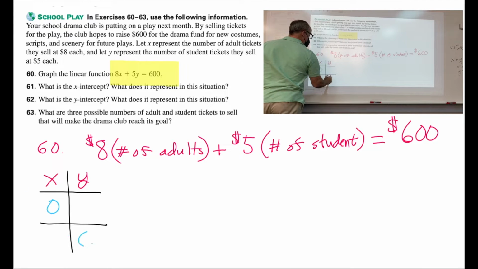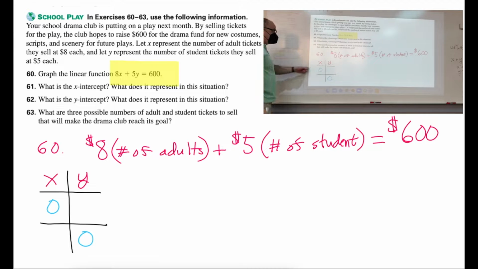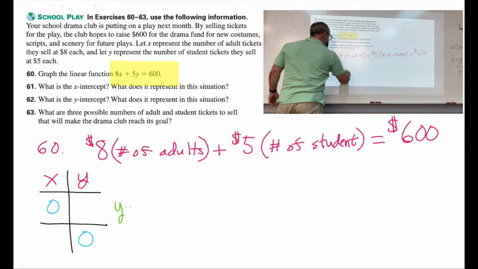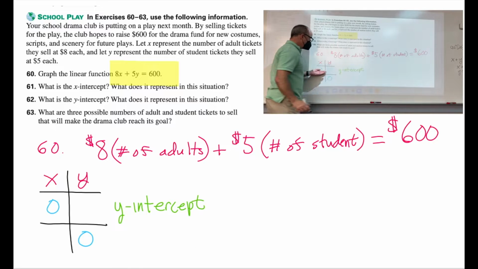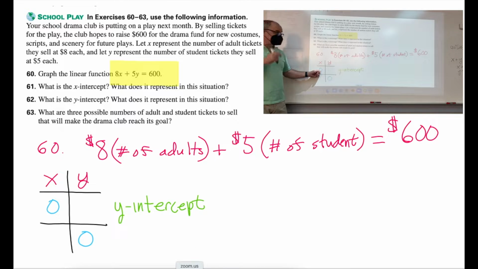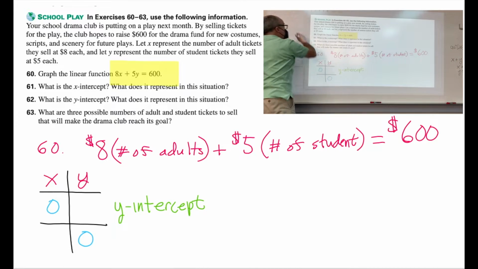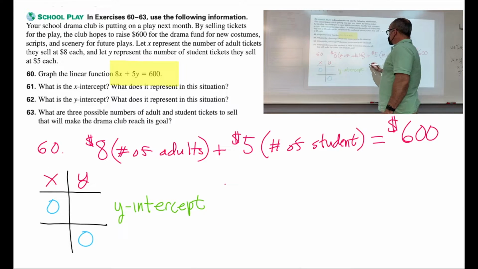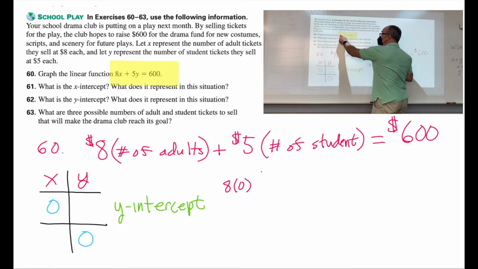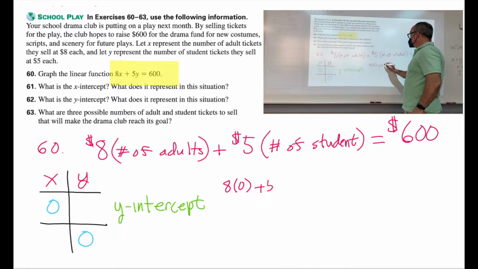Put a 0 for x and a 0 for y. If you put the 0 in for the x, you are once again finding the y-intercept. The row on the table where there's a 0 in the x will give you an x and a y and a point, and that point will be the y-intercept where your graph hits the y-axis. On this particular equation, that is going to be 8 times 0, putting the 0 in for this x, plus 5 times y equals 600.